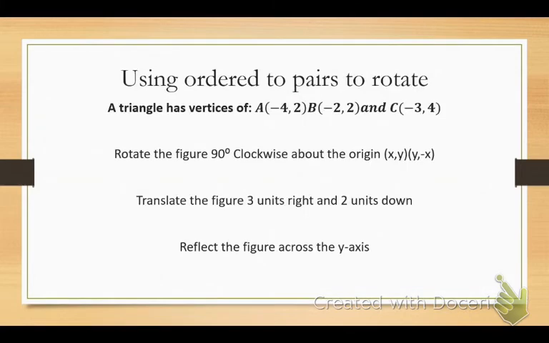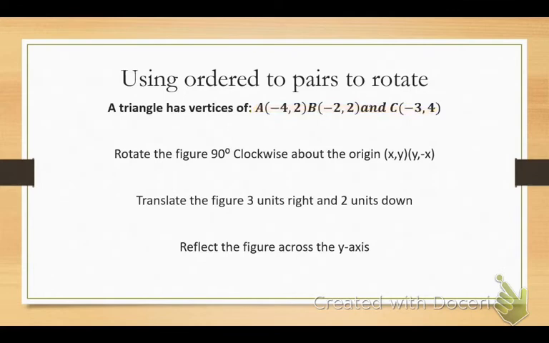Now on the next slide, we are going to take the same original 3 ordered pairs. So these are the originals. This is not a continuous transformation. I want you to take the original and rotate it, then go back to the original and translate it, then go back to the original. There are 3 separate problems and you're using the same ordered pairs on each one.